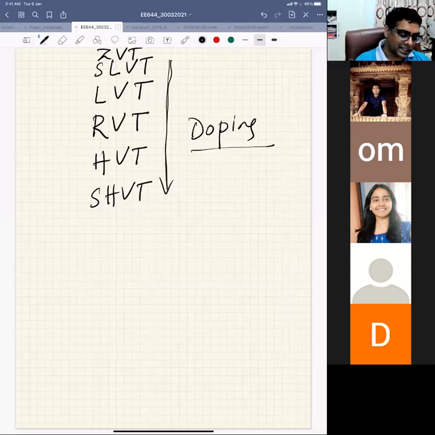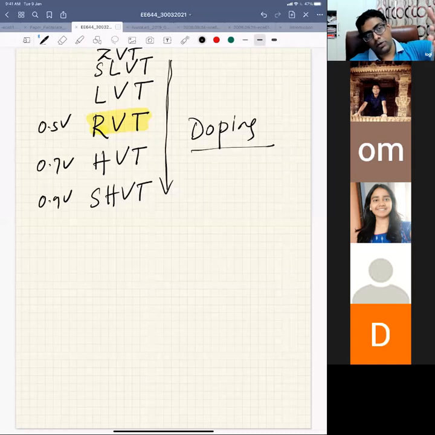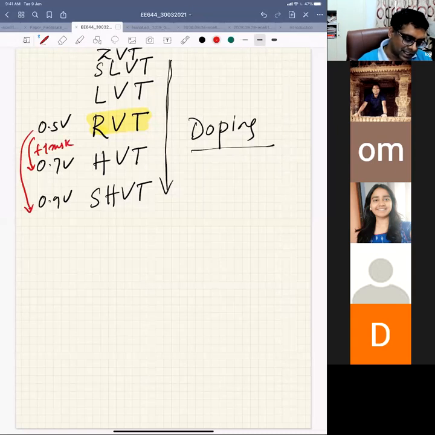So regular VT transistor is your normal transistor. If you are getting, let's say, VT of around 0.5 volt here, high VT transistor will give you 0.7 volt, and SHVT transistor will give you 0.9 volt. If you want to design a high VT transistor, you just use an additional implant, additional doping, to make high VT transistor. You need another mask. Similarly, for super high VT transistor, you need another mask too. So RVT plus one mask, and RVT plus another mask will give you super high VT.